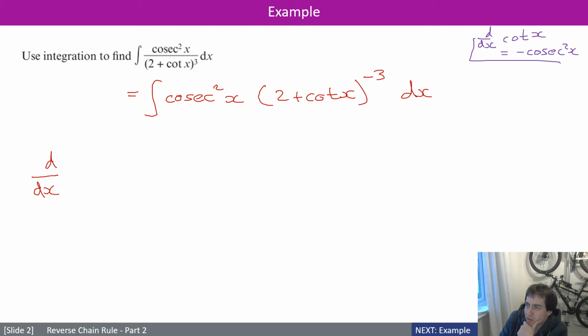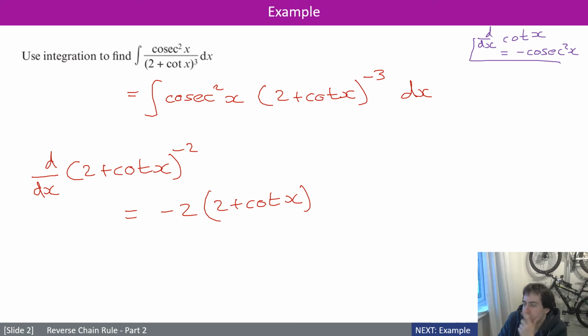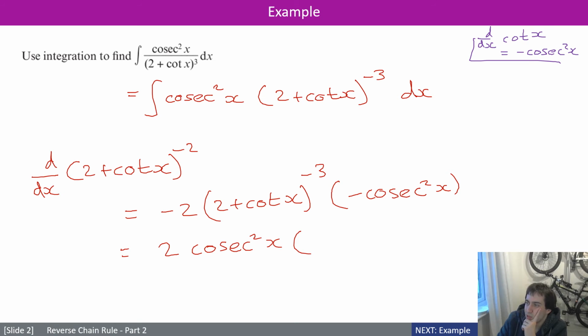So let's take the derivative of the function, but increasing the power by 1, so it goes to minus 2. And now we just do our usual chain rule. Minus 2 comes down. We've got 2 plus cot x, take away 1. And now we multiply by the derivative of 2 plus cot x. 2 goes to 0, cot x goes to minus cosec squared x. So we end up with those minuses cancel, the minus 2 and the minus cosec squared x, and we just get this.